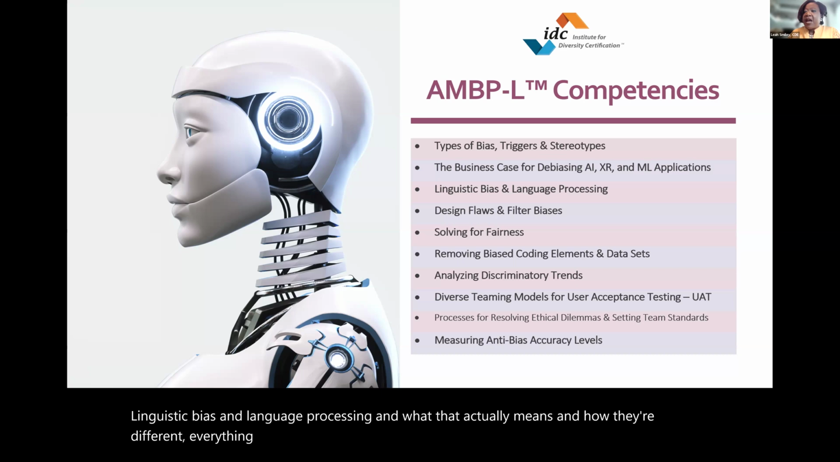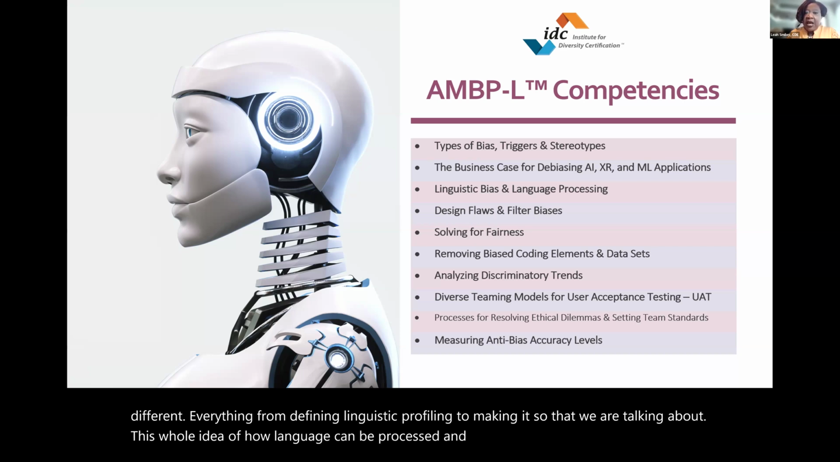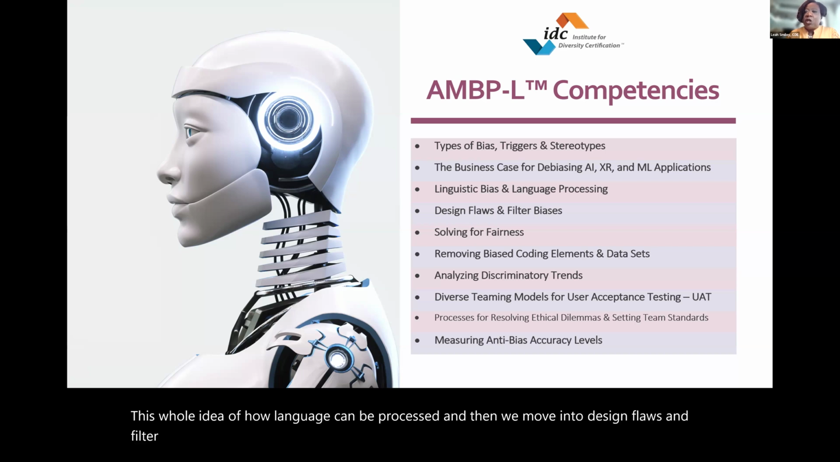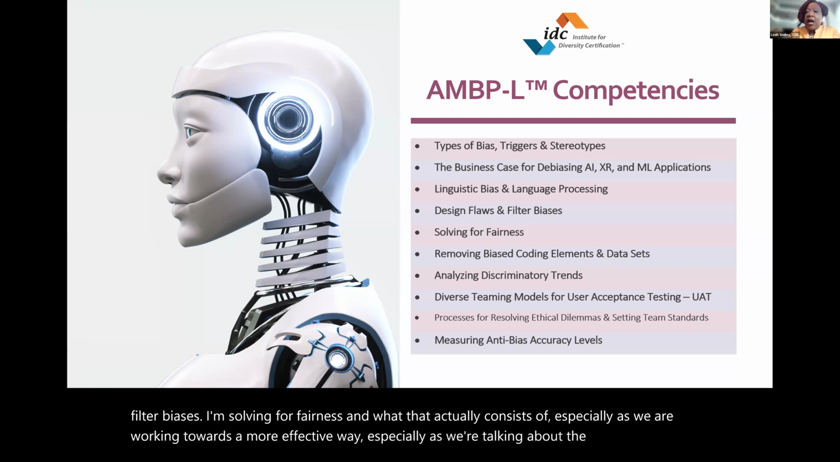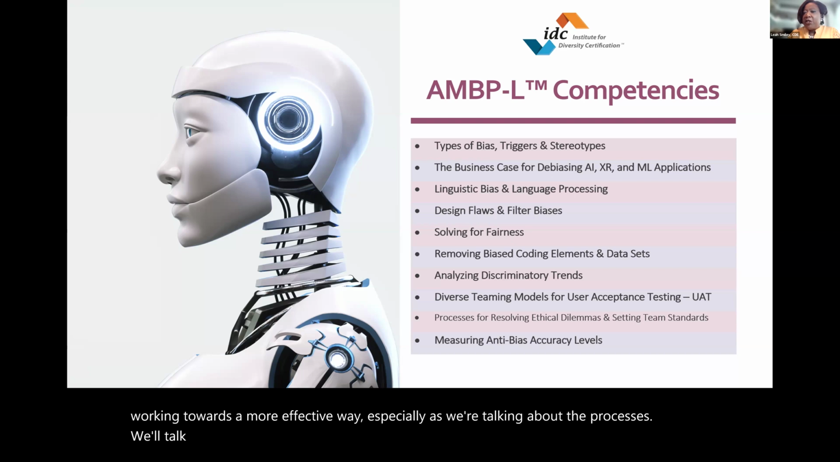Everything from defining linguistic profiling to talking about this whole idea of how language can be processed. And then we move into design flaws and filter biases, solving for fairness, and what that actually consists of, especially as we are working towards a more effective way, especially as we're talking about the processes. We'll talk about analyzing discriminatory trends and utilizing diverse teaming models for UAT or user acceptance training.